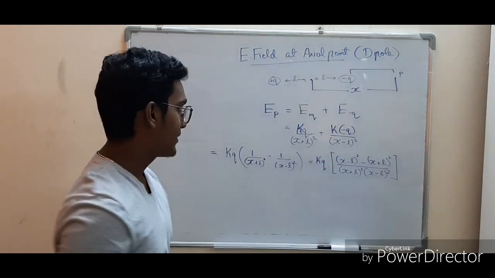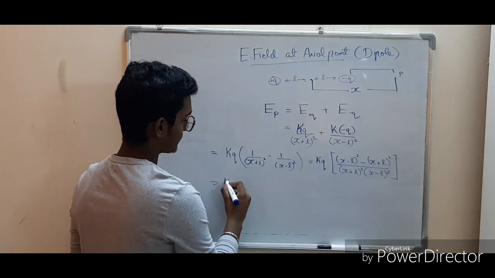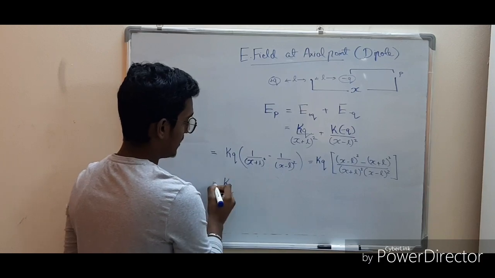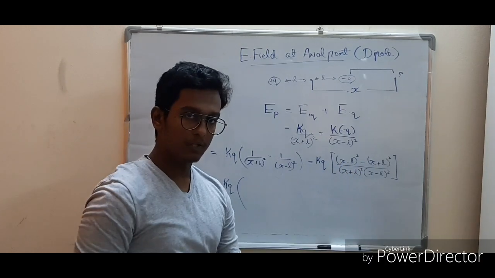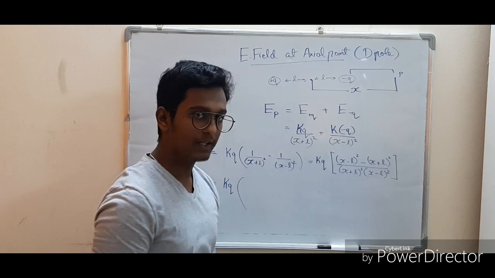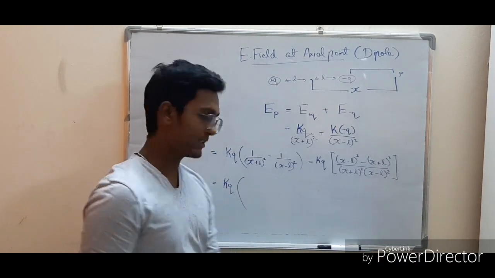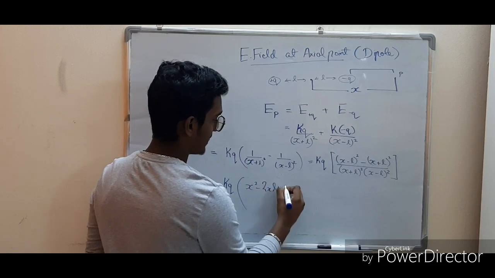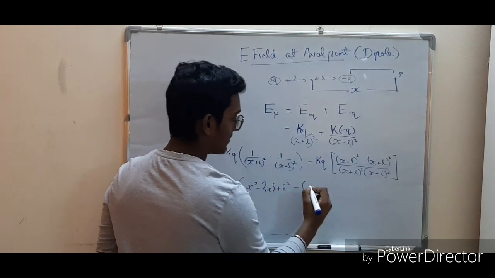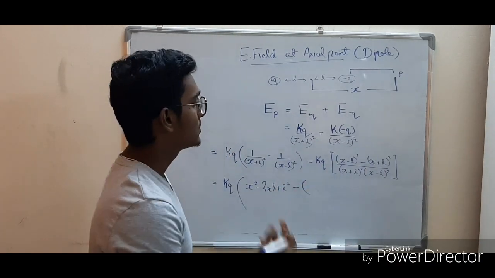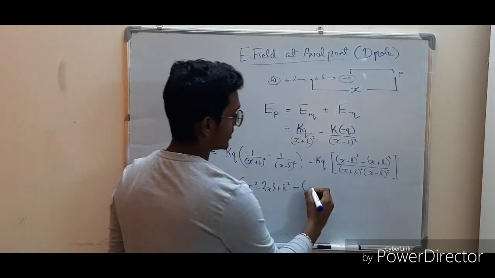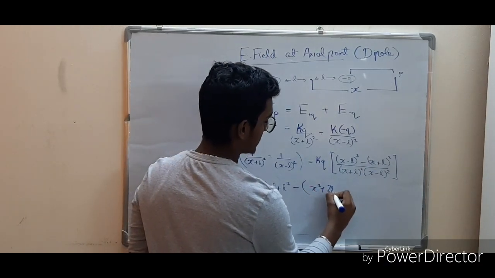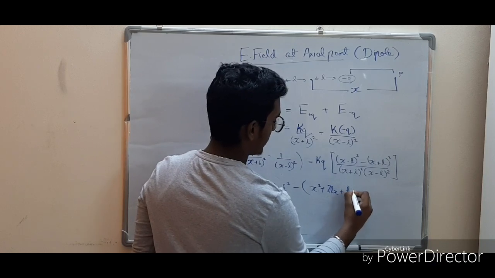Now let's open the numerator. A minus b the whole square, so x minus L the whole square, is x square minus 2xL plus L square. X square minus 2xL plus L square minus, be careful with the minus, x plus L the whole square. A plus b the whole square is x square plus 2Lx plus L square.